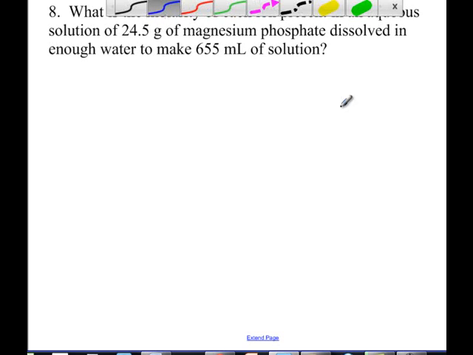Alright, in this podcast we're going to take a look at how to solve molarity problems when we have ions involved. Okay, so we're going to look at number 8 that's in the worksheet packet. Alright, so the question is, what is the molarity of each ion present in an aqueous solution of 24.5 grams of magnesium phosphate dissolved in enough water to make 655 milliliters of solution?